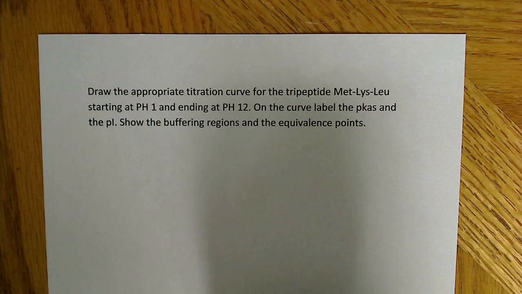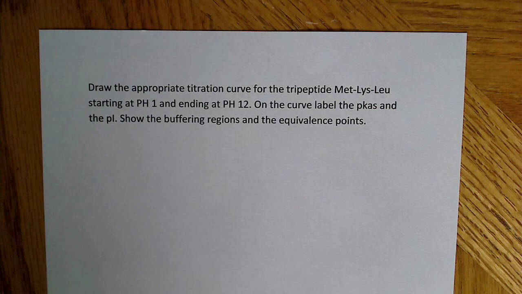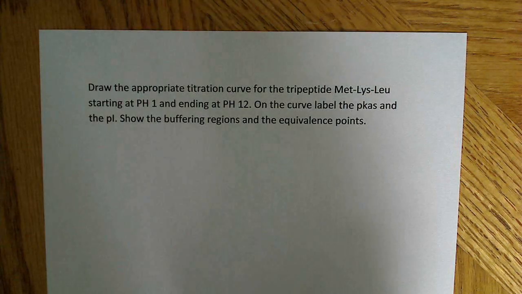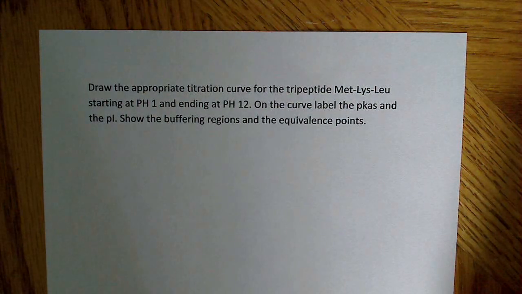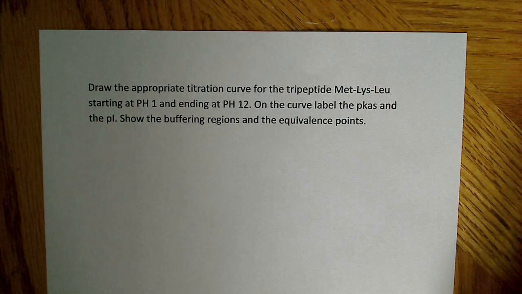Okay, in this video I just want to cover another titration curve problem because, more practice, and I'm not sure I explained it in the first video as well as I would have liked, so let's try another one. This problem says, draw the appropriate titration curve for the tripeptide Met-Lys-Leu, starting at pH 1 and ending at pH 12. On the curve, label the pKa's and the pI, show the buffering regions and the equivalence points.